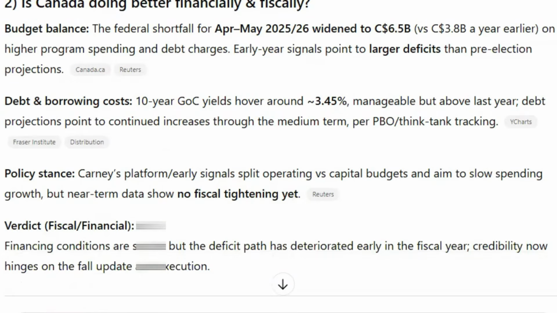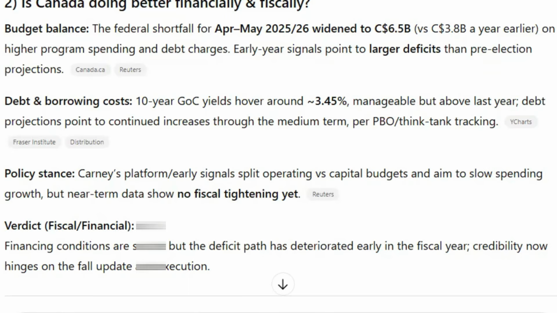Is Canada doing better financially and fiscally? Balanced budget. The federal shortfall for April to May widened to 6.5 billion on higher program spending and debt charges. Early signals point to larger deficits than pre-election projections. Yeah, and that is pretty much going to be even more because we are spending more. I do like the fact that we're spending more on the military, but let's not go overboard. Do we have to go to 5%?